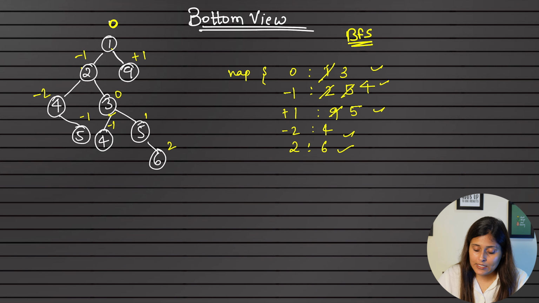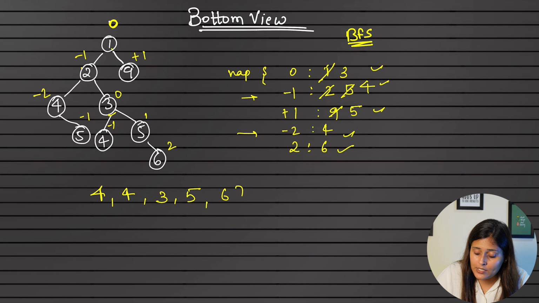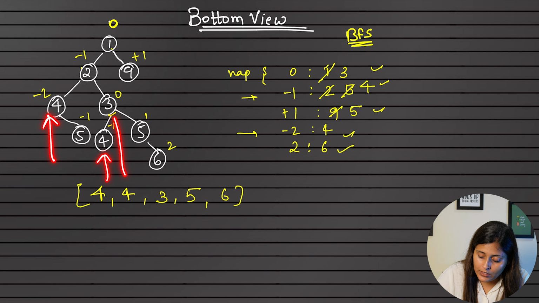Correct? Yes. So if we print, for minus 2 we have 4, for minus 1 we have 4, for plus 1 we have 5, for 0 we have 3, for plus 1 we have 5, and for plus 2 we have 6. So this will be the bottom view. See, 4, 4, 3, 5, 6. Correct?